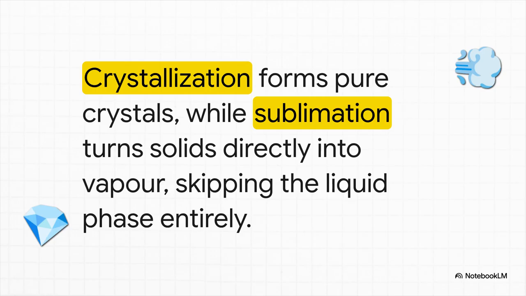It takes a hot, heavily saturated solution and slowly cools it down. As it cools, the liquid can no longer hold all that solid, forcing it to crash out and form beautiful, pure crystals. This is literally how we get our table sugar.